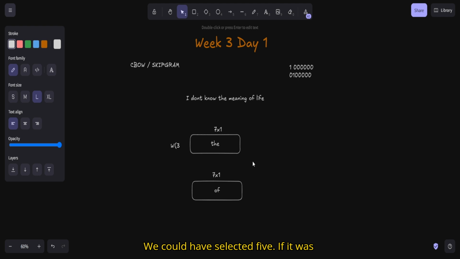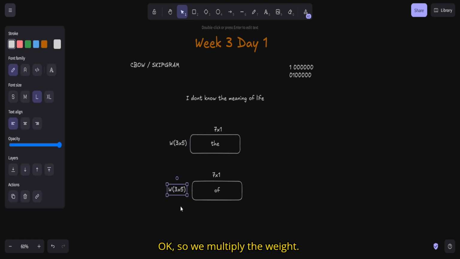We could have selected five. If it was five, what would it be? "Know the" would be the first two, then the last two would have been "of life", and we had to find the word "meaning". So since we are selecting a context, this is called a context window of size 3 here. So our weight size will be 3 cross 5.